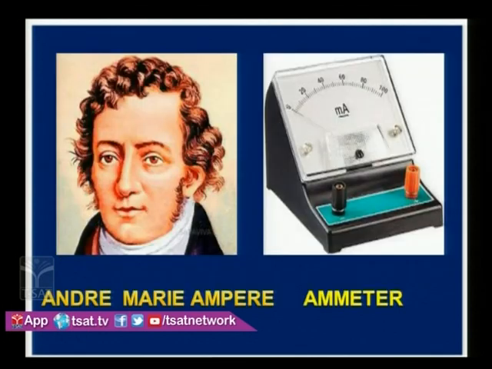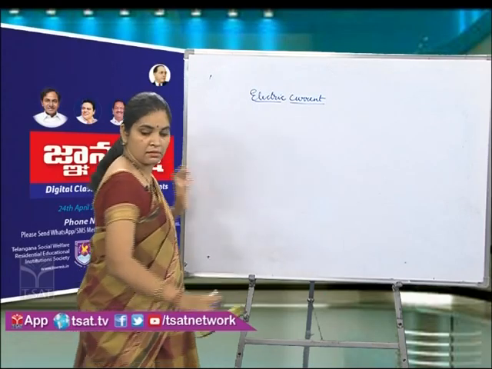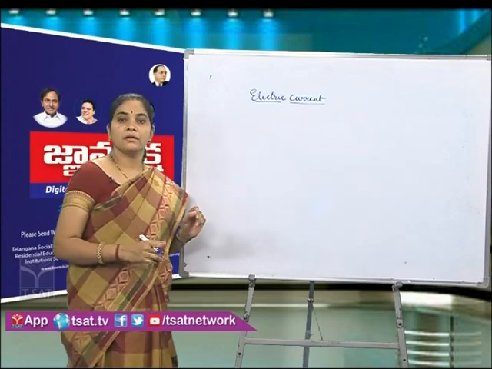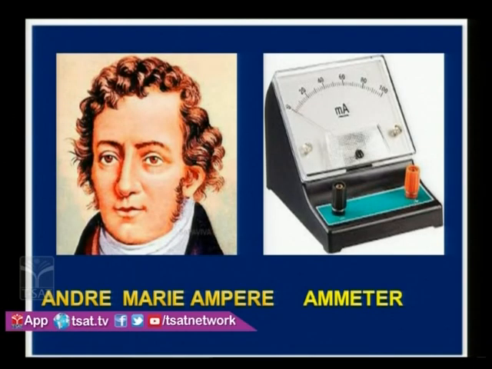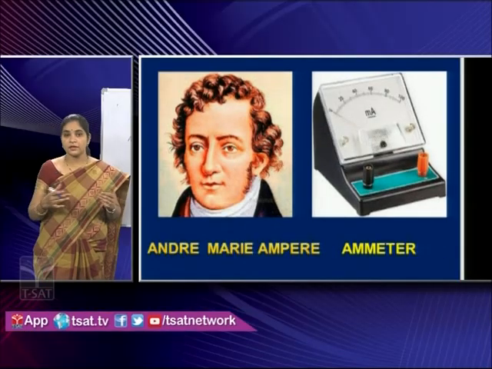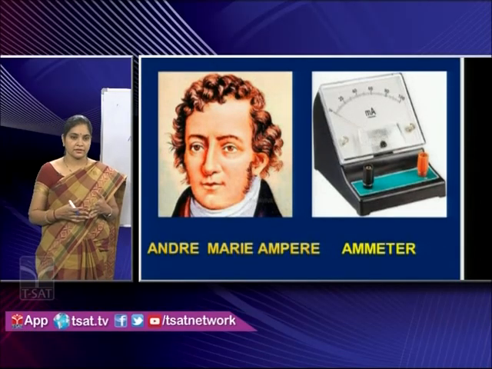Now, electric current is measured by a device called ammeter. You can see its picture in the slide. Now, the unit of electric current is ampere, named after a scientist, Andre Marie Ampere. Now, this is about the electric current.